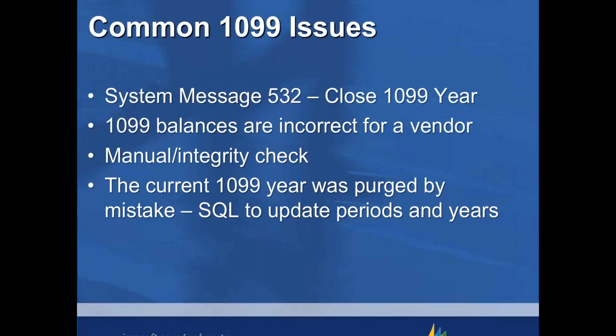If 1099 balances are incorrect for a vendor, that's where you use the initialize mode to go in and make any necessary changes. You can also use the integrity check, although that's usually not necessary. If the current 1099 year was purged by mistake, once again, there's a SQL script that has to be run to update the periods and years. Try and avoid that, but if something happens, let us know and we'll help you out with that.